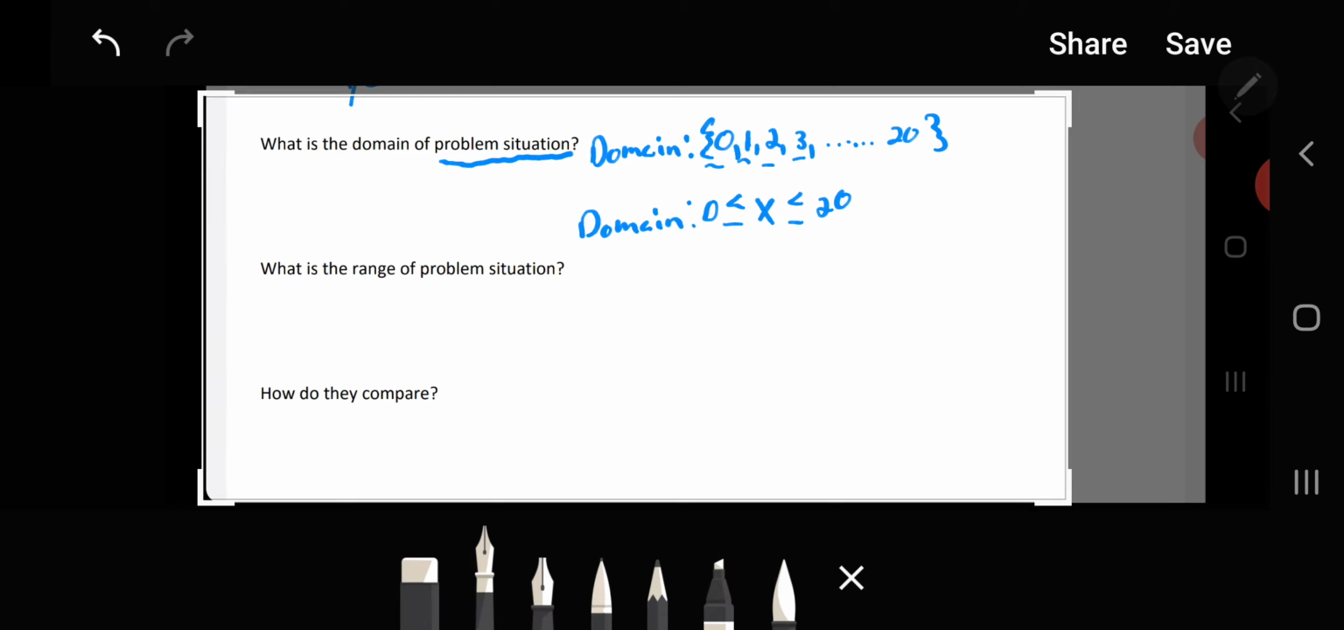Well, once again, it's dependent on our domain. So, once again, we can write a range.